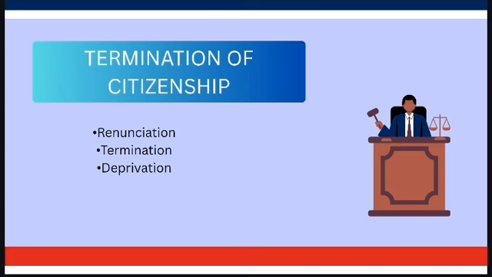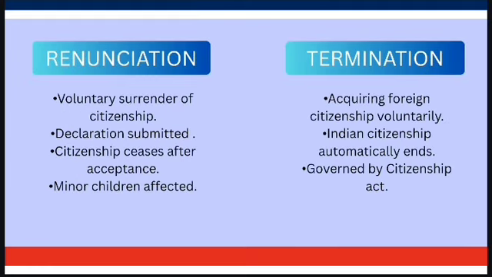Now, termination of citizenship. Indian citizenship can be terminated in 3 ways. First, renunciation; second, termination; and third, deprivation. These methods ensure that citizenship remains linked with loyalty and legal compliance. Let's start with renunciation first. Renunciation means voluntarily giving up Indian citizenship. An adult citizen may submit a declaration expressing the intention to surrender citizenship. Upon acceptance by the government, citizenship ceases. Minor children may also lose citizenship, although they can resume it upon attaining adulthood.